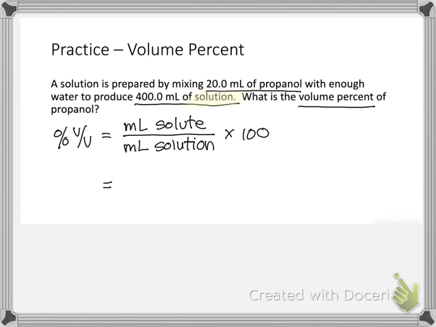Now notice, and I highlighted it as I was reading it, in this problem, they don't say how much water you have. They tell you the total amount of solution. It tells you they added water, but they don't tell you how much. Instead, they tell you the total amount. Okay, so here's just a little side note. I'll get back to the problem.